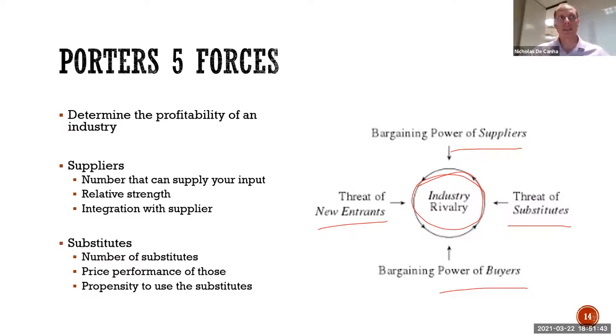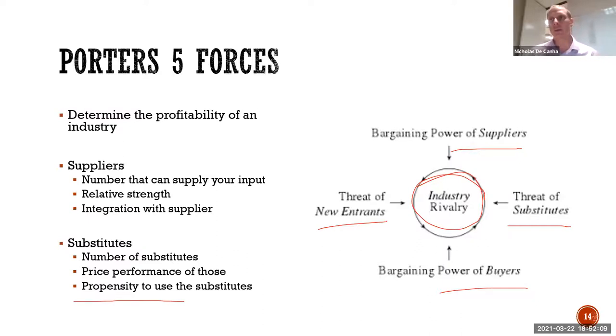If there are a lot of substitutes, this reduces industry profitability. If the price performance of the substitutes is good, clearly it also reduces profitability because your buyers, if you try and make more margin, they'll go somewhere else. And the propensity to use these substitutes. And so we can think of a large number of examples of where propensity to use is a key thing.